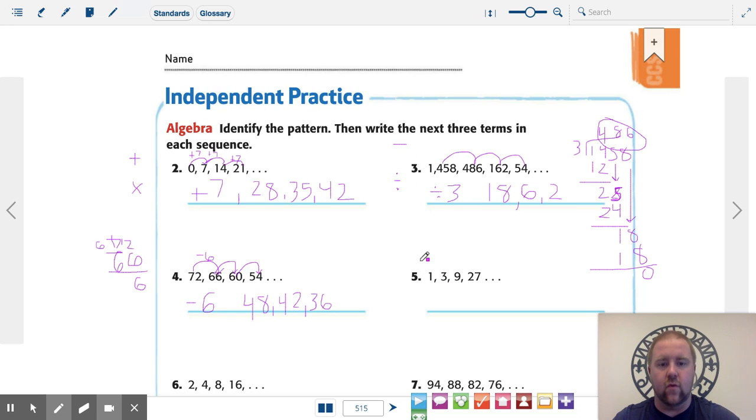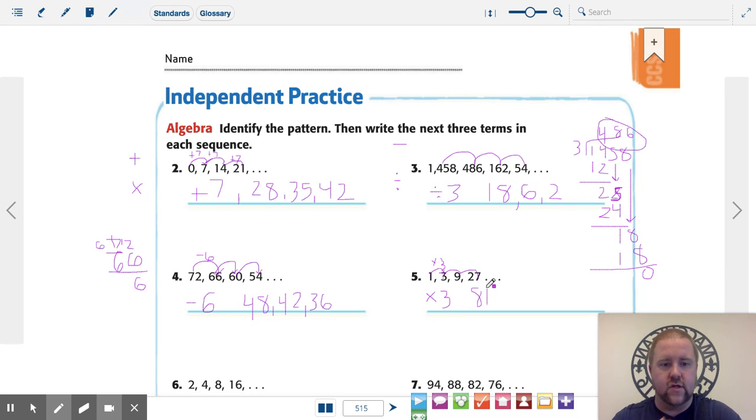Let's see if we can do one more. How do I get from 1 to 3? Well, I either add 2. Is 3 plus 2 9? No. So that's not going to be my pattern. But if I multiplied it by 3, 3 times 3 is 9. 9 times 3 is 27. So my pattern will be multiplying by 3. And now I have to do 27 times 3, which is 81.